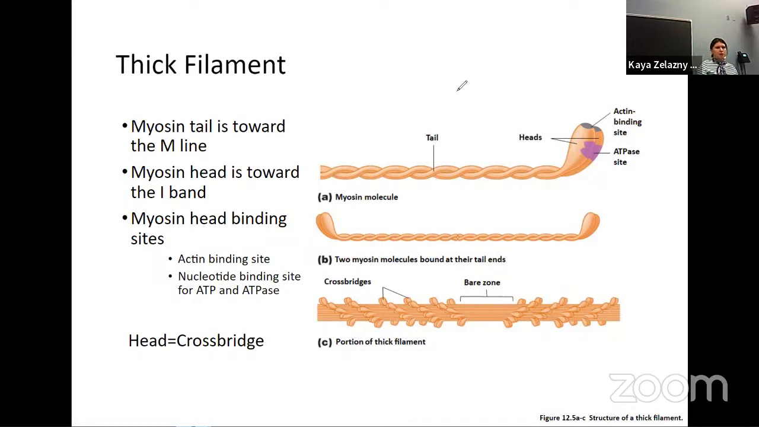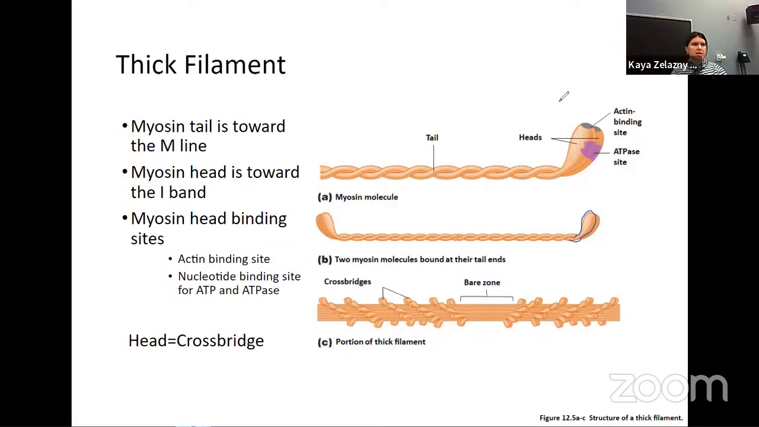On the myosin head, we are going to have binding sites, and we're going to bind two different things. We are going to bind actin, right? So the reason we had a myosin binding site on actin is that we have an actin binding site on the myosin, and they kind of magnet together, right?